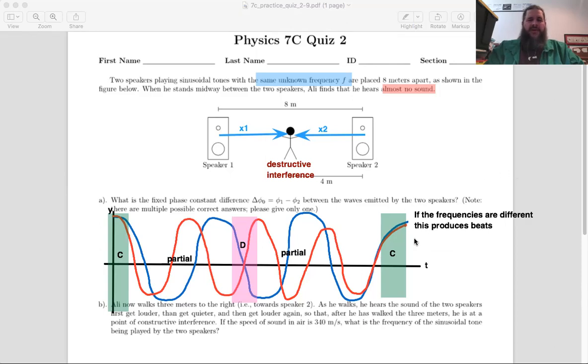And we would know that's not the case in this situation because we're not hearing beats like this. If they're both providing the same frequency, you don't hear beats, you just hear the same type of interference the whole time. Either constructive the whole time or destructive the whole time or partial the whole time. It might change if you move to a different location because that changes X1 and X2, but it doesn't vary as time passes. Any questions on that so far?